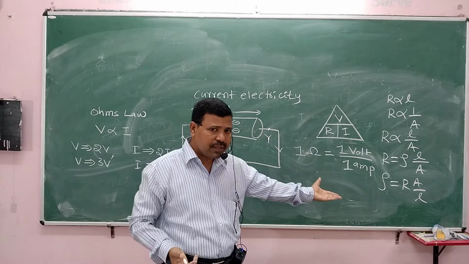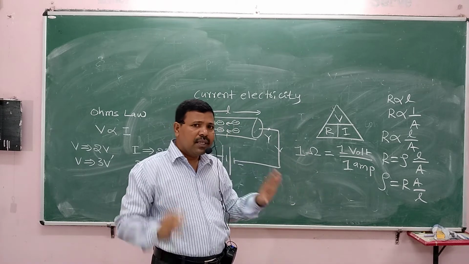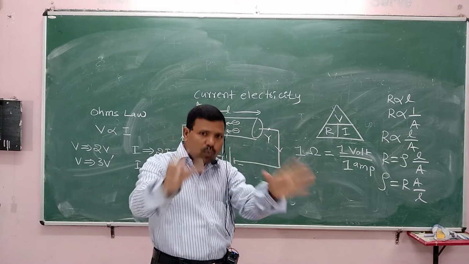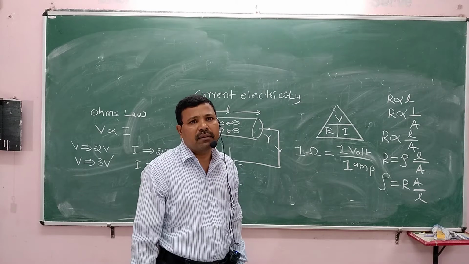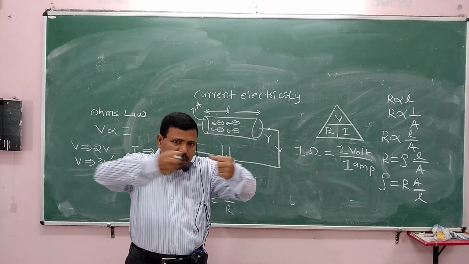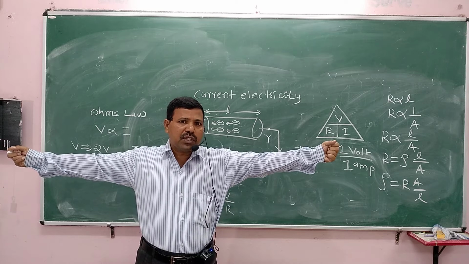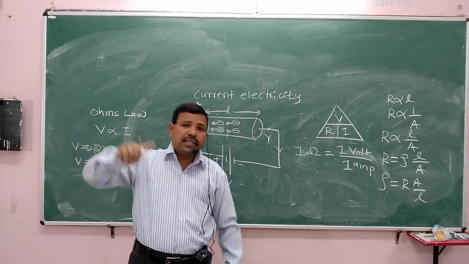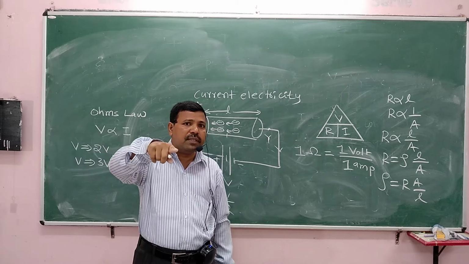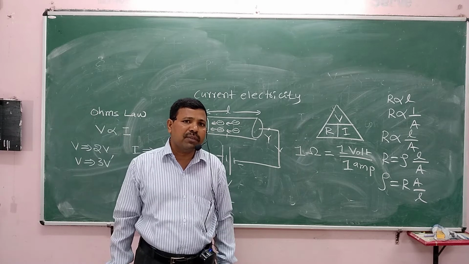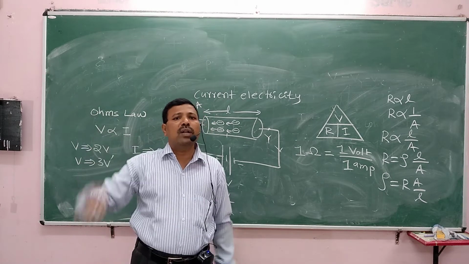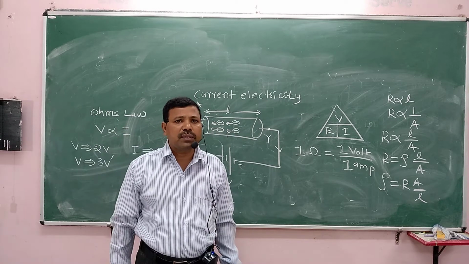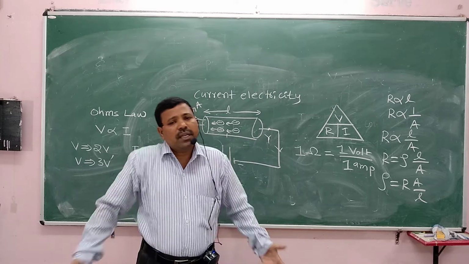Well, what is resistivity? Resistivity does not depend on length and cross-sectional area. Resistivity depends only on the temperature and nature of the material. If the length of the conductor is doubled, resistance gets doubled, but resistivity remains the same. As the temperature increases, resistivity increases, and resistivity is different for different conductors. Aluminium will have one resistivity, copper another, nickel another, silver another, and so on.